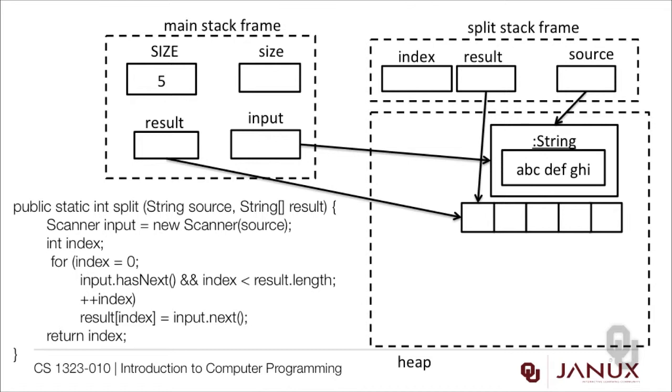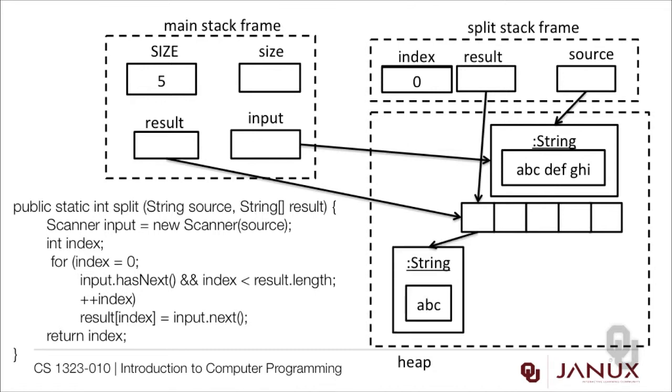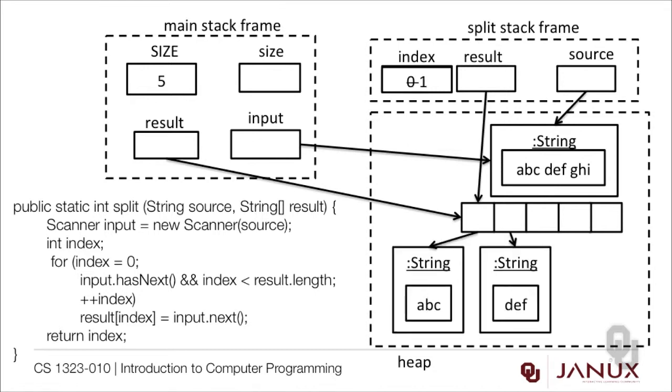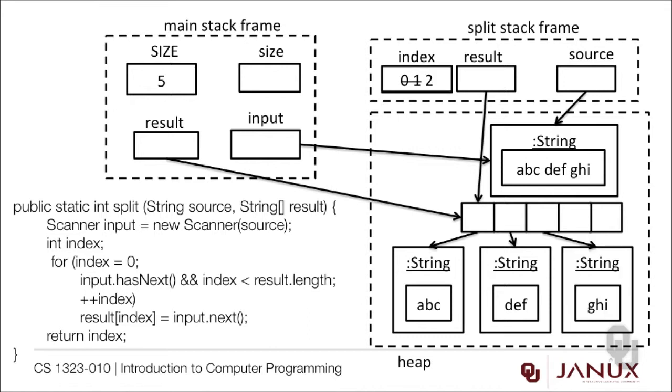Now we're going to step through our loop. So first, the index is 0. Now, input.hasNext is still true because our scanner still has data in it, and we're certainly still less than result.length, which is 5. So we put the first string, which is ABC, into the array, and we update the index to 1. Similarly, we'll put the second string in the second trip through the for loop, and the third string in the third trip through the for loop. The index value will end up as 3, because 3 there is going to be the value when input.hasNext fails.